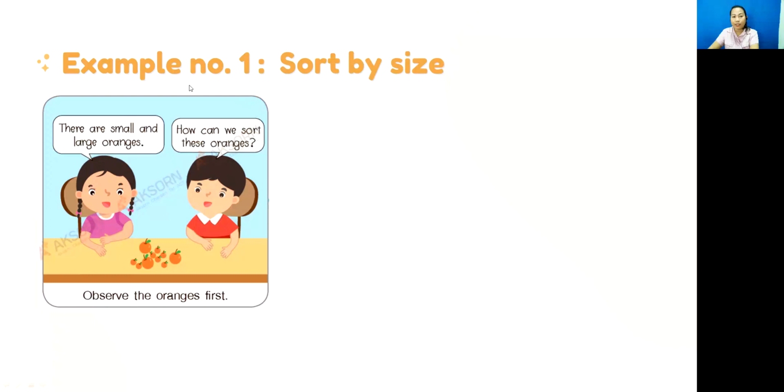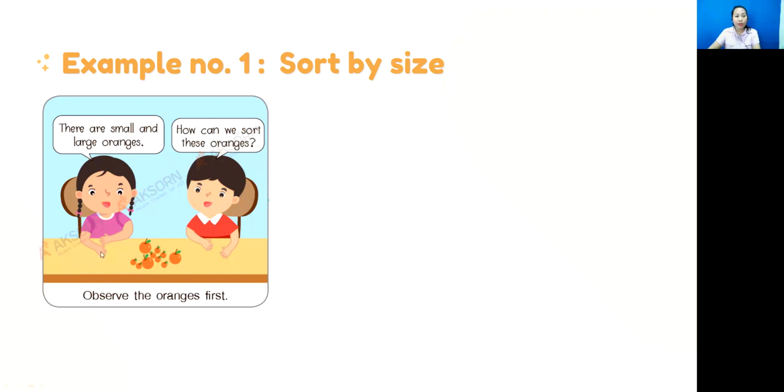Okay. When we are sorting or grouping things, we group them differently. First, we sort them by size. What is size? Size means if it is small or big or tall or short. So that is for sizes: small, medium, and large. So when we are grouping or sorting things, we can sort them by size.